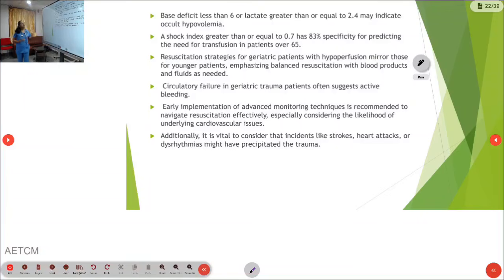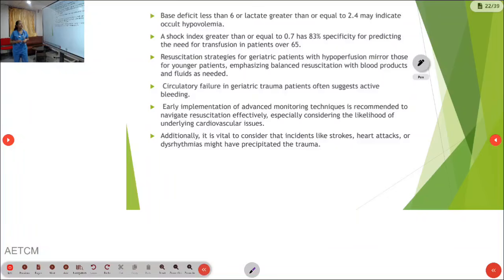So base deficit less than 6 or lactate more than or equal to 2.4 indicate occult hypovolemia. In case of shock index, greater than or equal to 0.7 has 83% specificity for indicating the need for transfusion in patients over 65. Resuscitation strategies for hypovolemia mirror those of younger patients, emphasizing balanced resuscitation with blood products and fluids as needed.